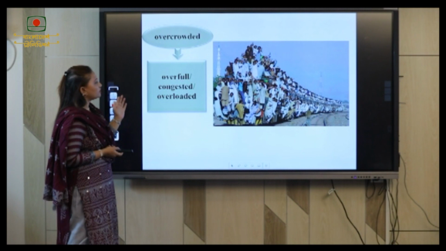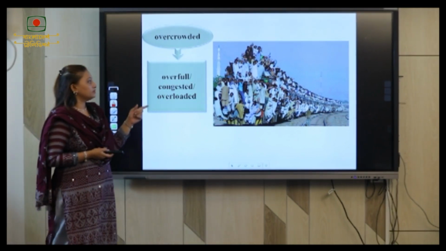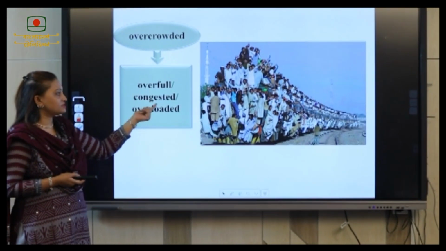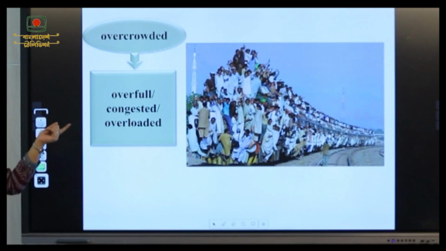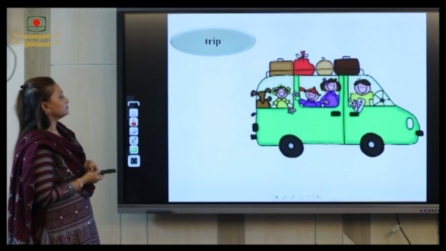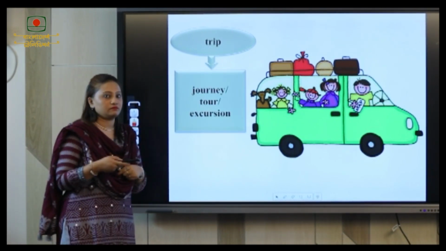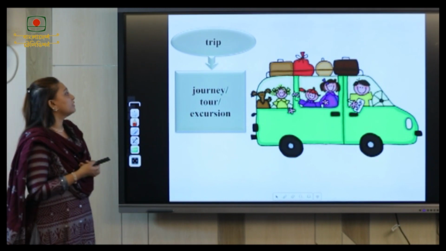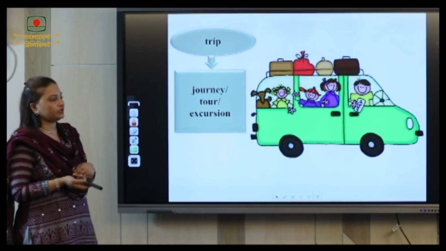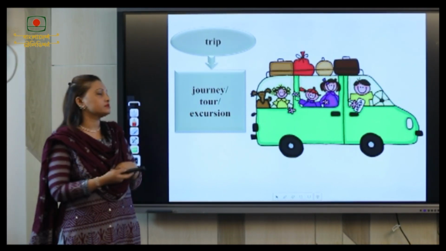What is the meaning of overcrowded? Overfull, congested, overloaded. Okay, so there are lots of people, and they are smiling. This is the condition of rail in Bangladesh. I think all of you know this word and are very familiar with it: trip, which means journey, tour, excursion. These are the hard words from this lesson, lesson 1.